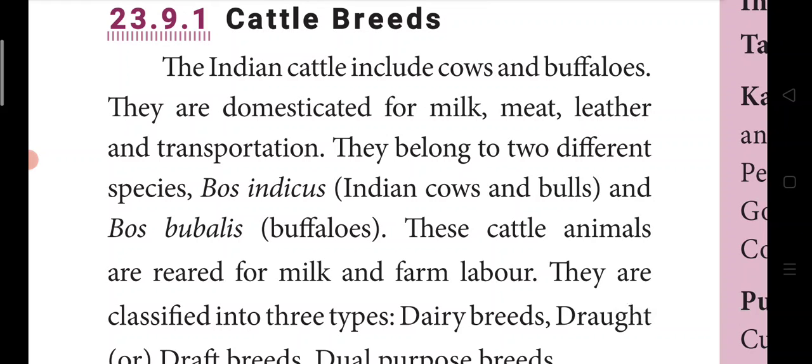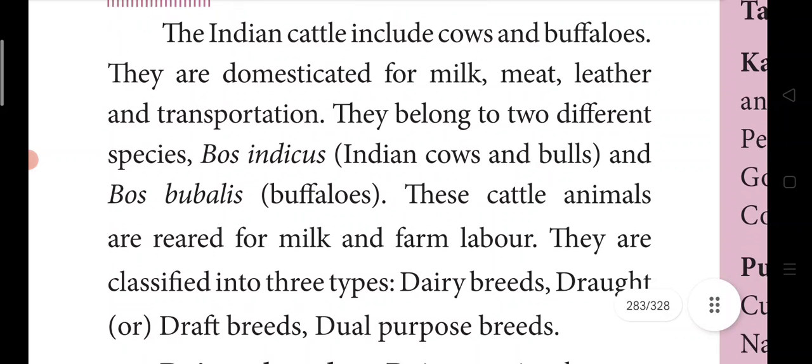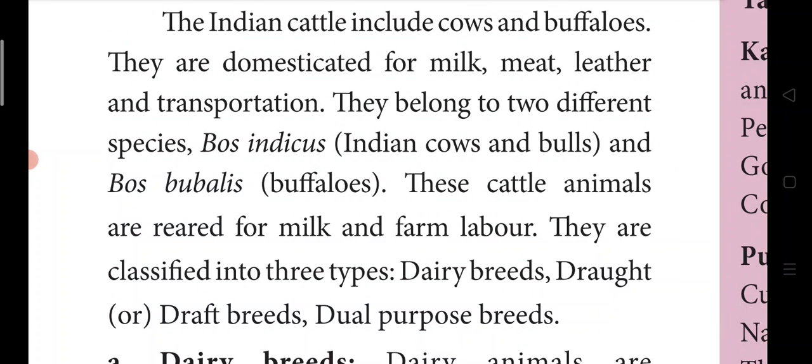The Indian cattle include cows and buffaloes. They are domesticated for milk, meat, leather, and transportation. So, for milk production, for meat and leather production, and for transportation purposes also, like riding bullock carts and carrying weights, we are using these cows and buffaloes. They belong to two different species. One is Bos indicus, the other one is Bos bubalis. Bos indicus means Indian cows and bulls, Bos bubalis means buffaloes.